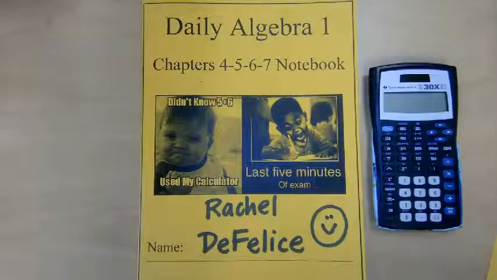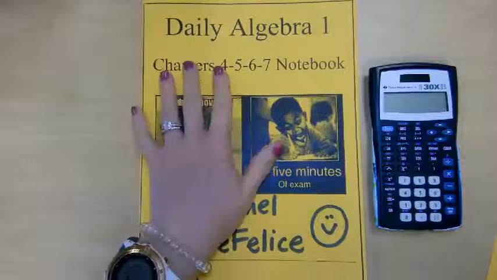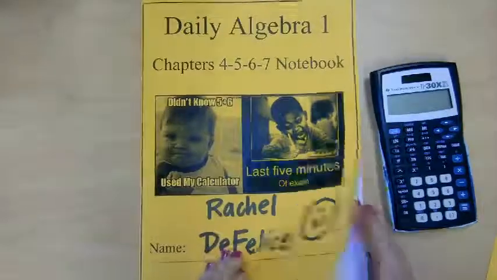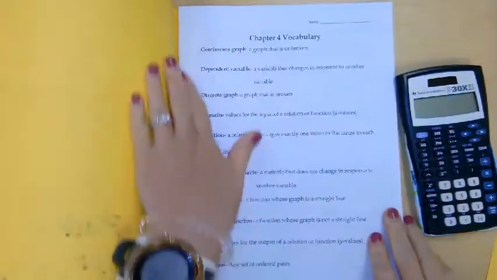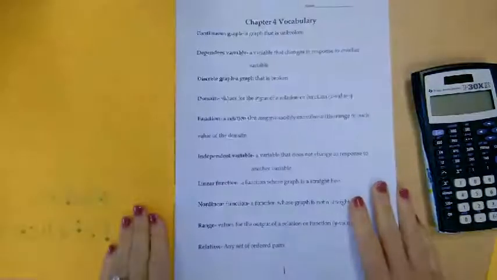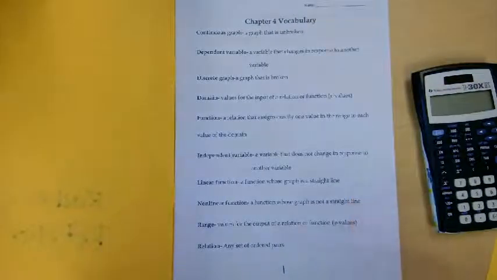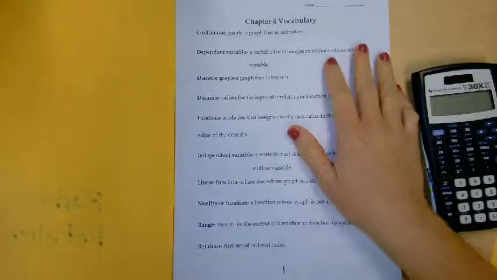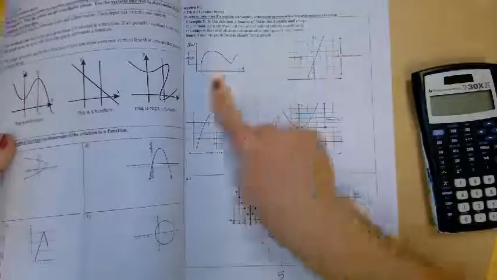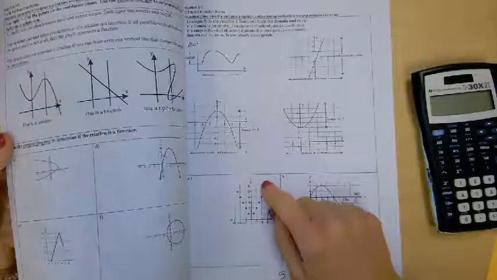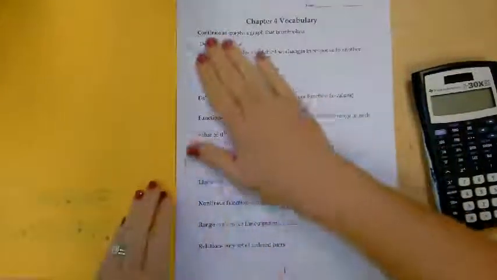In this video, I am going to talk to you about the next chapter in our daily algebra class, which is chapter 4. So we're going to need our new notebook. And I'm going to first do a video on the vocabulary on the first page. So chapter 4 is all about your functions. And so we're going to be learning about different kinds of functions, what they look like, what classifies a relationship as a function. And so I'll go through the vocabulary first.